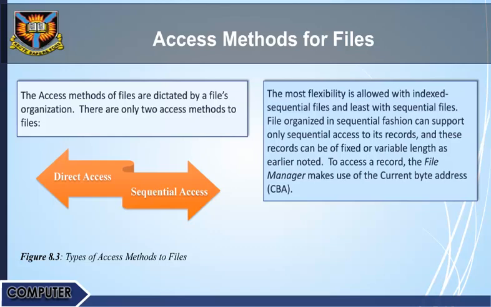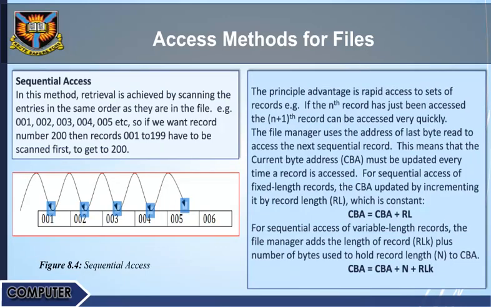To access a record, the file manager makes use of the current byte address, CBA. Sequential access. In this method, retrieval is achieved by scanning the entries in the same order as they are in the file, e.g. 001, 002, 003, 004, 005, etc. So if you want record number 200, then records 001 to 199 have to be scanned first to get to 200.